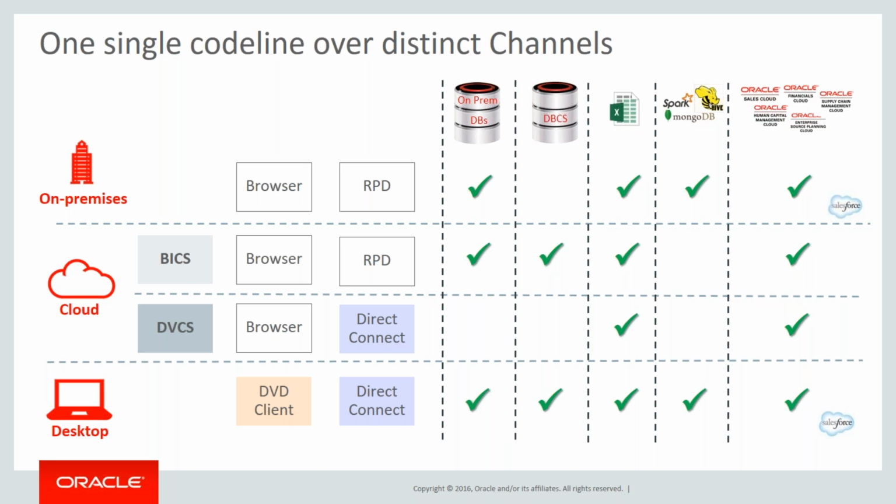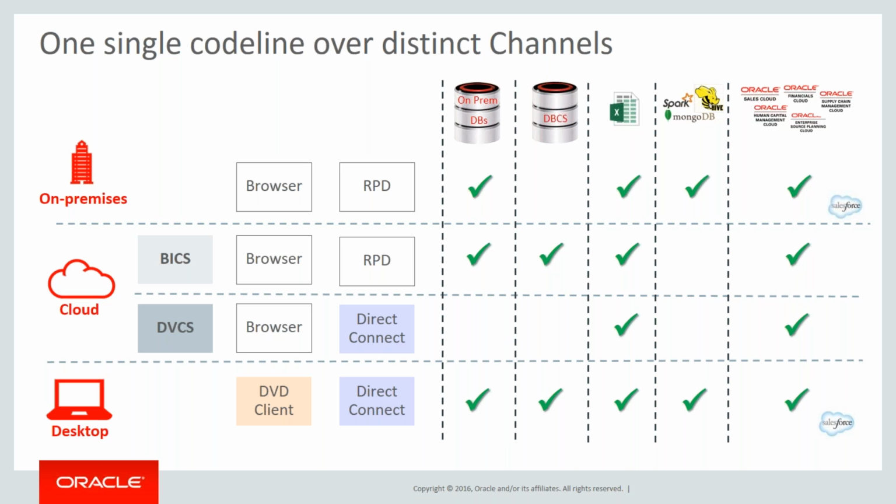It's one code line for all of the Oracle BI products over various distinct channels to get at these various databases, and where you see check marks is where you have access to that, either using the RPD file or using a direct connect type of connection where you can go any place you want. Each end user can access anything they want without having to have somebody in IT model the data for this RPD file, but also they end up accepting the responsibility.